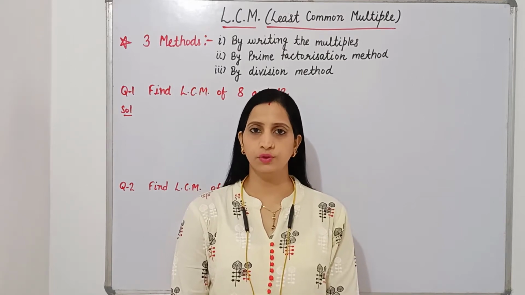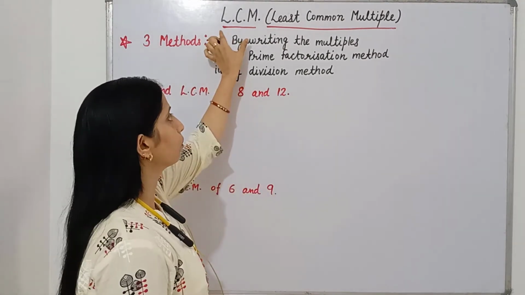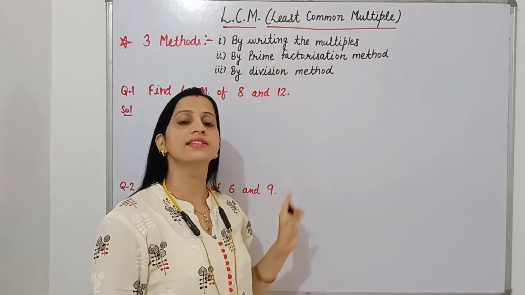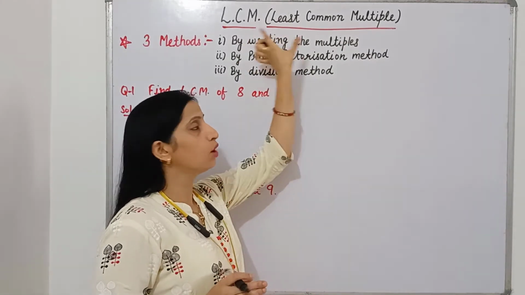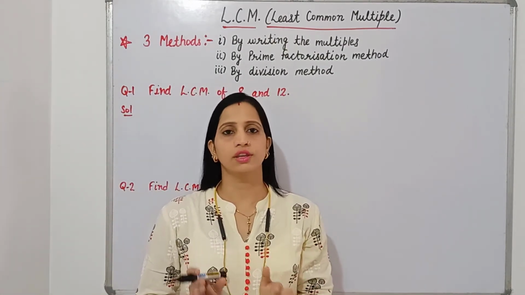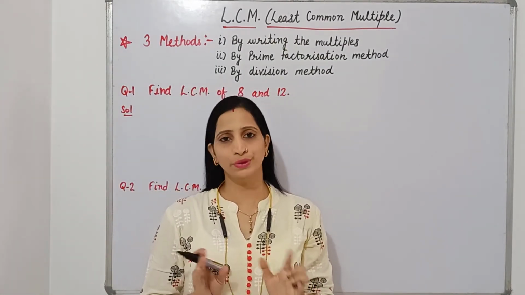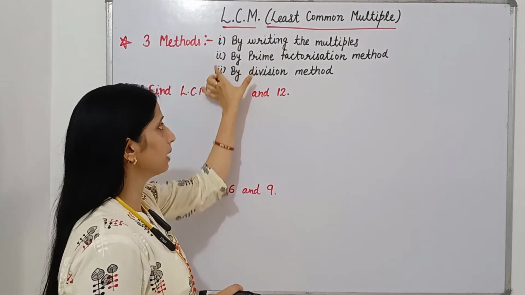In today's video, we are going to learn about different methods to find out the LCM. LCM means least common multiple. LCM of two or more numbers will be the smallest or the lowest common multiple of those numbers. So we can find out the LCM by using three methods.